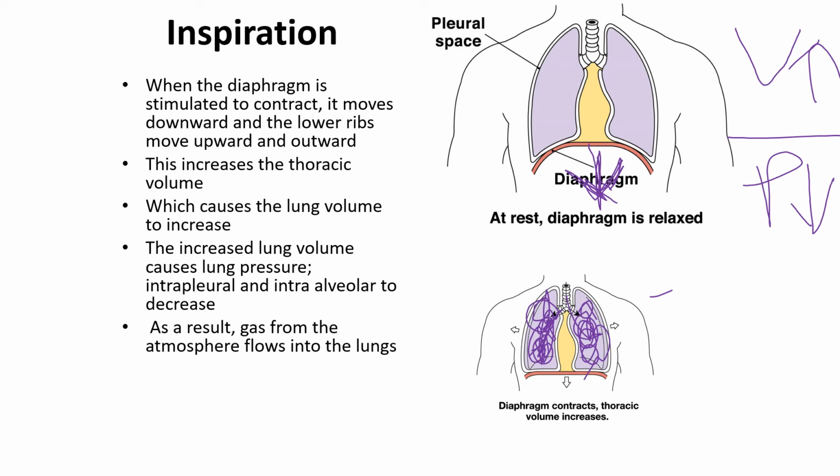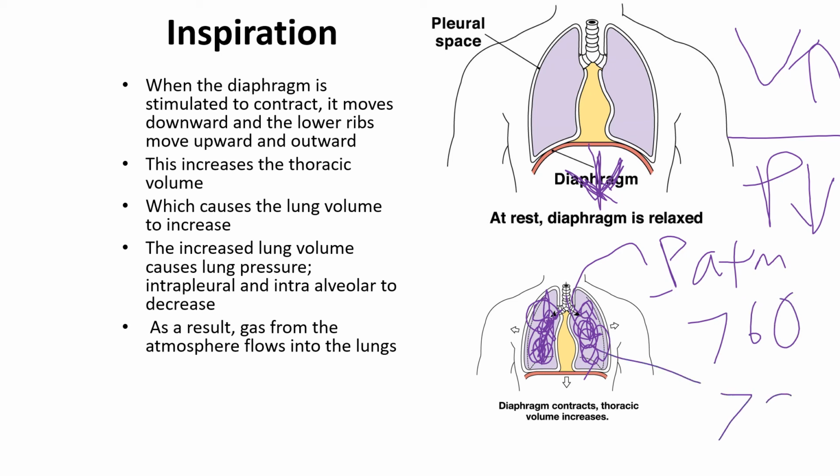Okay, so now we have a very low pressure in our lungs compared to atmospheric pressure. So I have a high pressure out here, and let's just say it's 760. We'll assume we're at sea level. And here we'll just say it's 755, right? So because there's higher pressure in the atmosphere, this is millimeters of mercury, higher pressure in the atmosphere than there is in the lungs, gas will flow in, right? Hopefully you sort of see this.